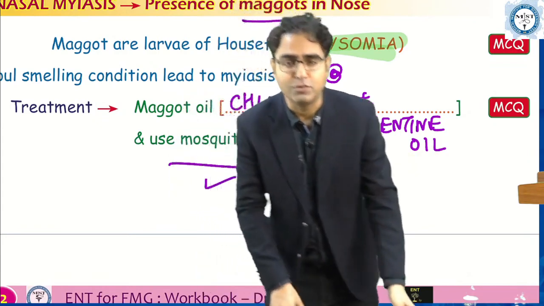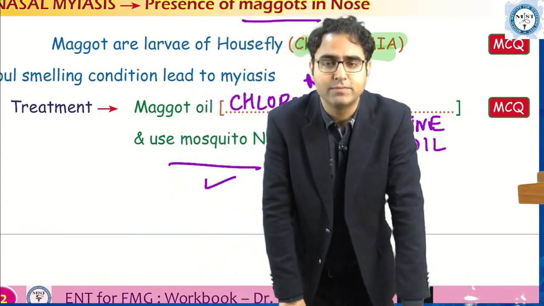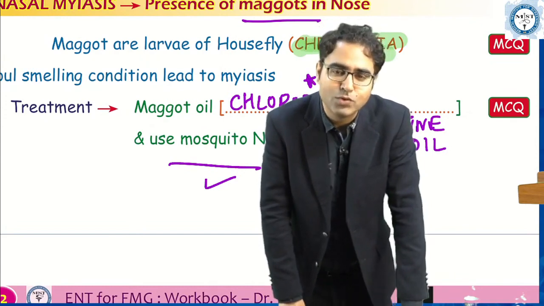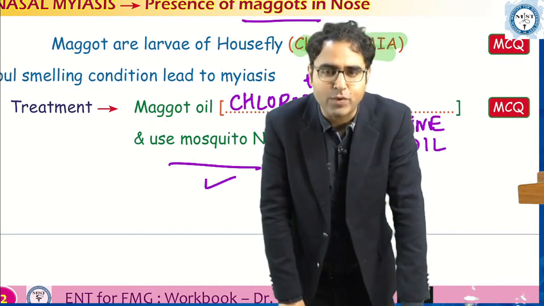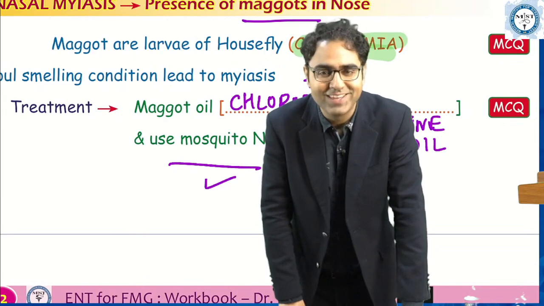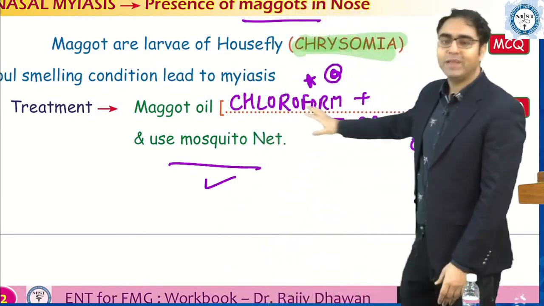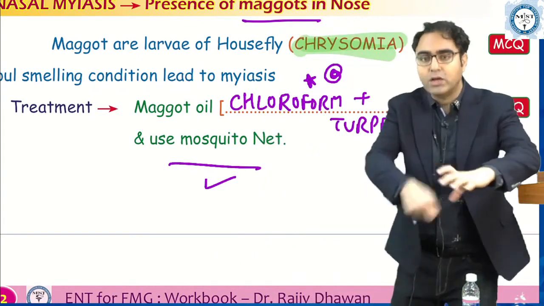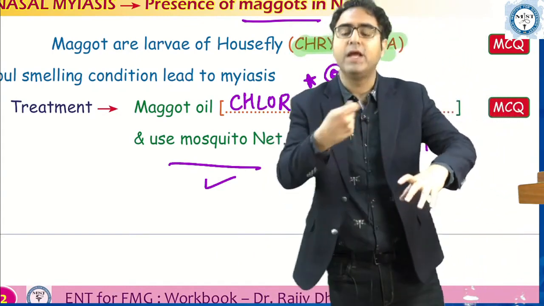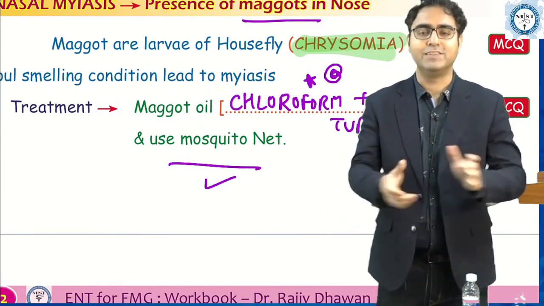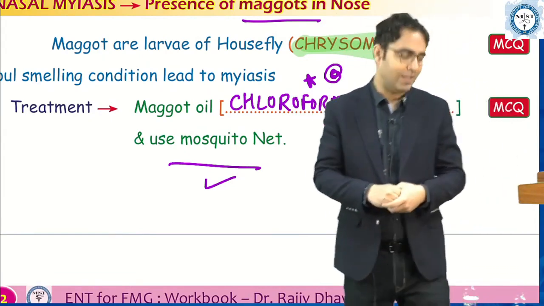Then the attendant will ask you, sir, the maggots died, but the patient also died. What will you say? Some side effects are there? You can't do that, right? So better dissolve the chloroform in turpentine oil. When you dissolve the chloroform in turpentine oil, it cannot evaporate. Then it is not an anesthetic agent. Okay? Fine.